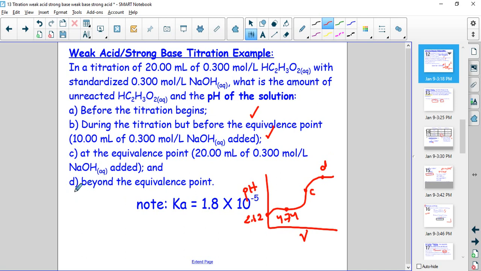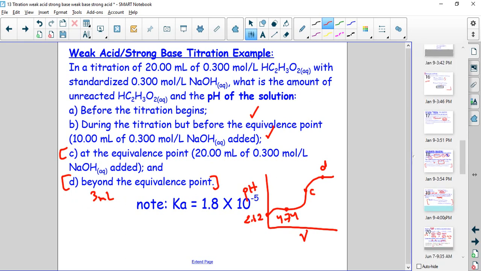Now, D didn't give us any information about how much beyond equivalence. So I'm going to make a number up. I've pre-calculated something, and I think it's 3 mL I chose, so just 3 mL past equivalence. We're going to figure out what the pH is for that. So we're going to do these 2 points for this video. Let's get started so it doesn't take too long.